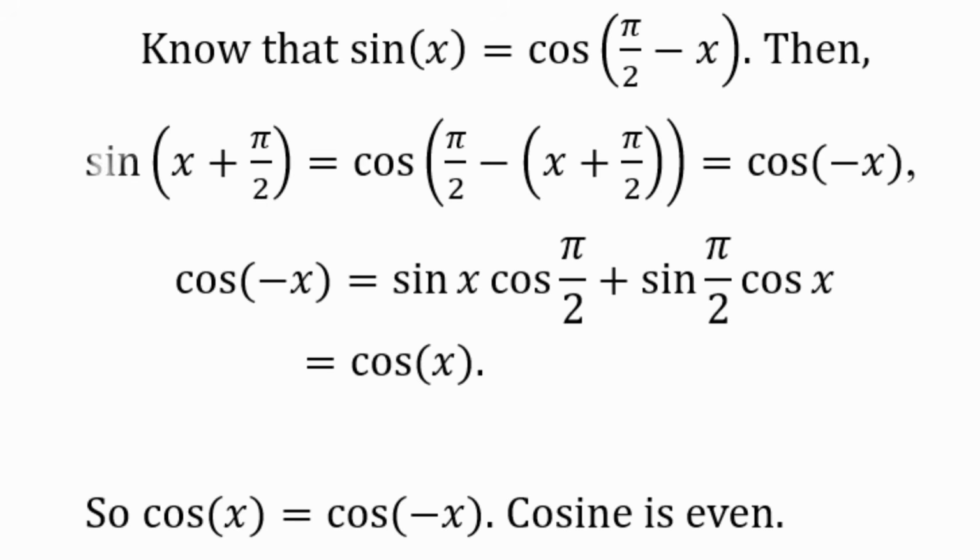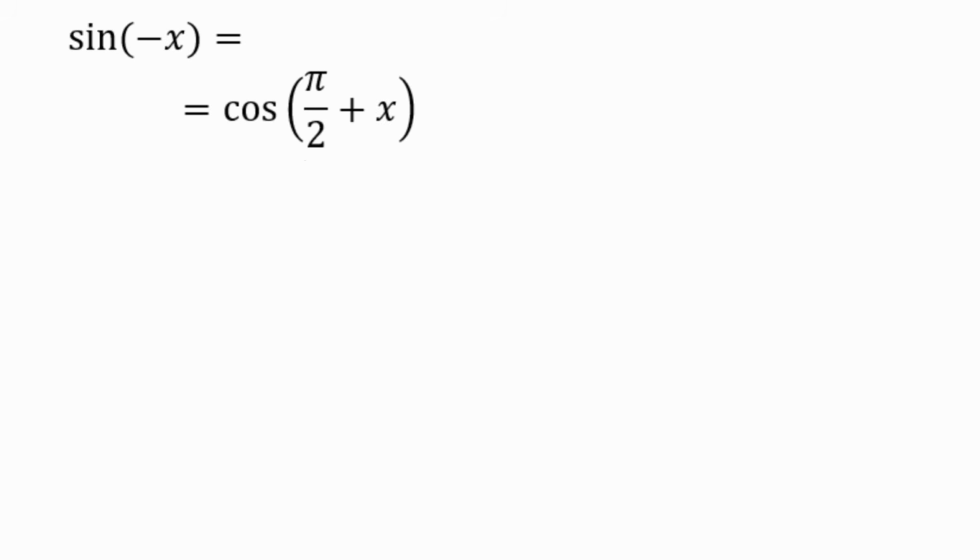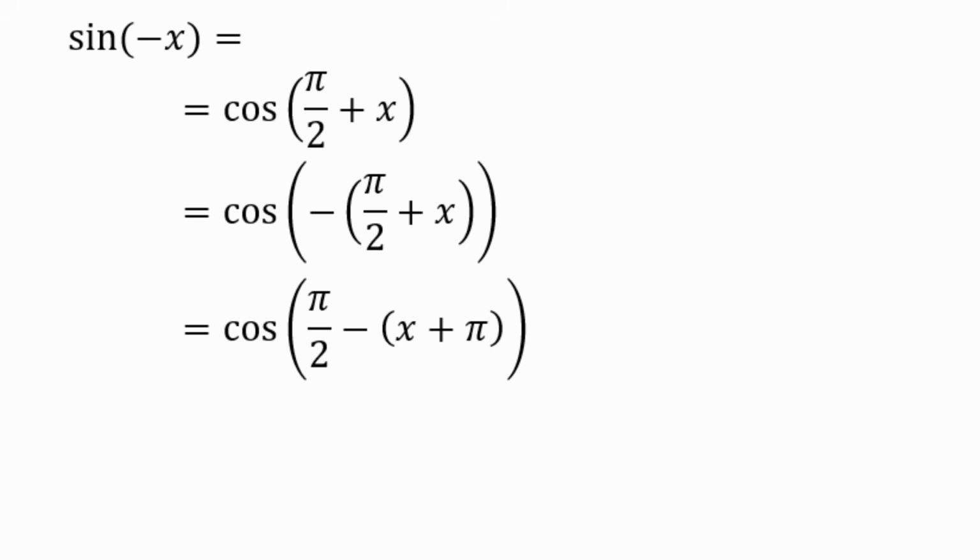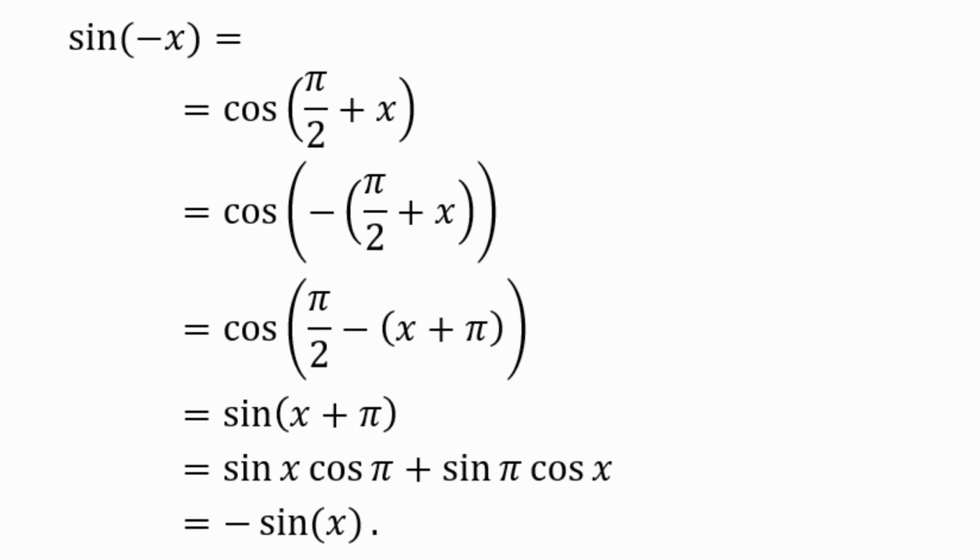Now, getting to the parity of sine uses the parity of cosine. We see that sine of minus x equals cosine of pi halves plus x with the complementary angle one, and this equals cosine of negative pi halves plus x with the parity of cosine which we just established. Now, getting this to a form we want, we see this is equal to cosine of pi halves minus, in parentheses, x plus pi, which is simply the form of our complementary angle identity. So that is sine of x plus pi. Expanding this using the sine angle sum identity again, we get that sine of minus x equals minus sine of x as needed.